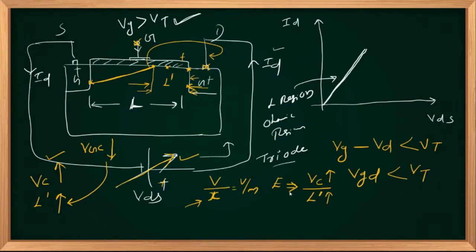For the time being, for drawing the ideal characteristics, let us assume that channel potential and length vary in the same manner so that the ratio VC upon L dash will be a constant. Potential upon distance is called electric field. So the electric field is constant. VC increases, L also increases, field is constant. Right?